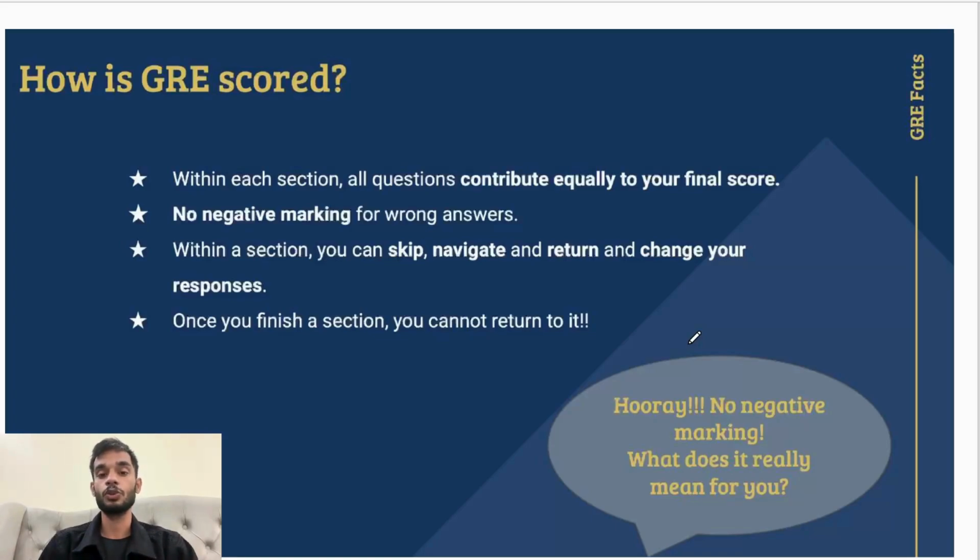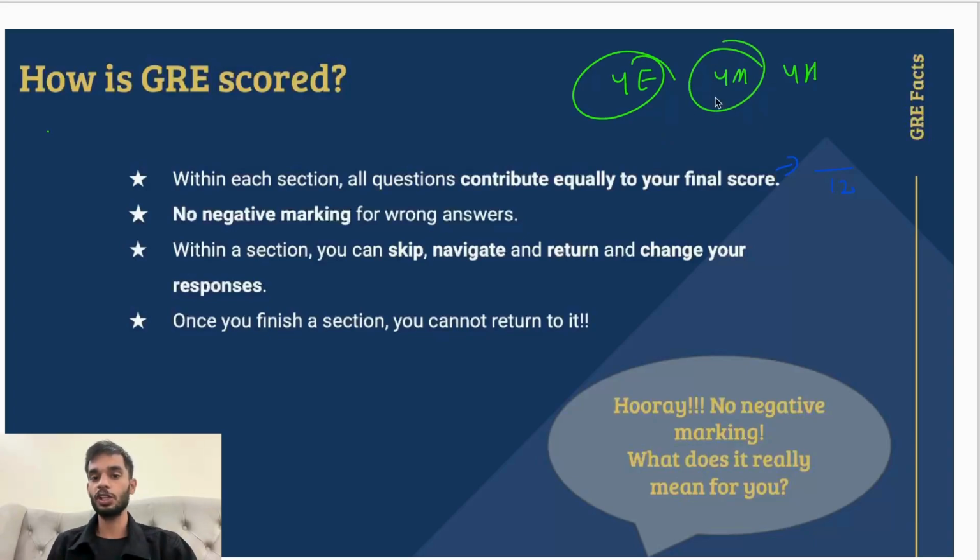So if someone wants to play smart, let's say I have 12 questions, and take another random example: 4 easy, 4 medium, and 4 hard questions, and I want to get 8 correct to get to the hardest section. I may choose to do the 4 easy and 4 medium and forget about the 4 hard ones, because they'll still give me the same marks as if I had done the 4 hard ones.